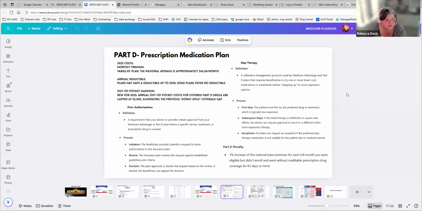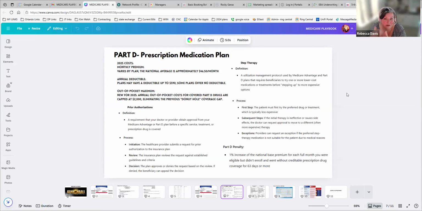The 2025 monthly premium does vary by plan. I've seen it from $0 to over $100 depending on the plan. The national average currently is about $46.50. The deductibles, I've seen $0 deductibles all the way up to $590. $590 is the most a deductible can be in 2025, and that number does change every year as well. And of course, some plans don't have a deductible at all.